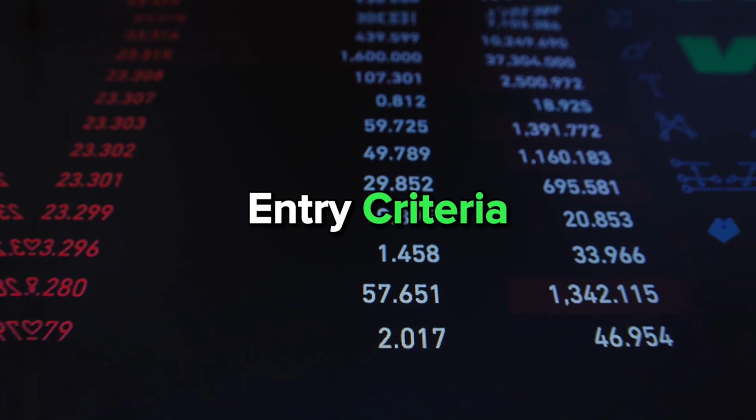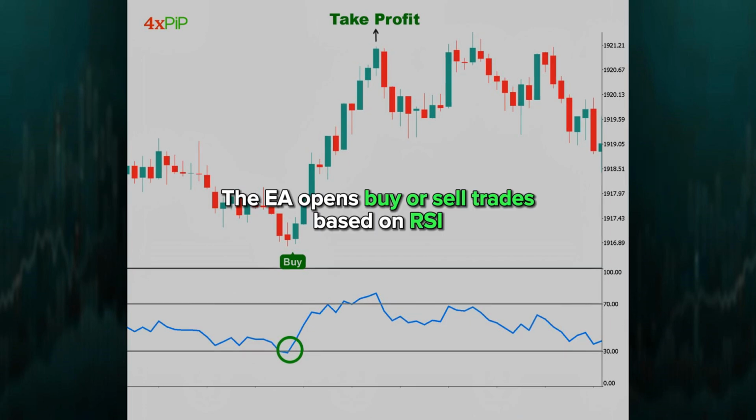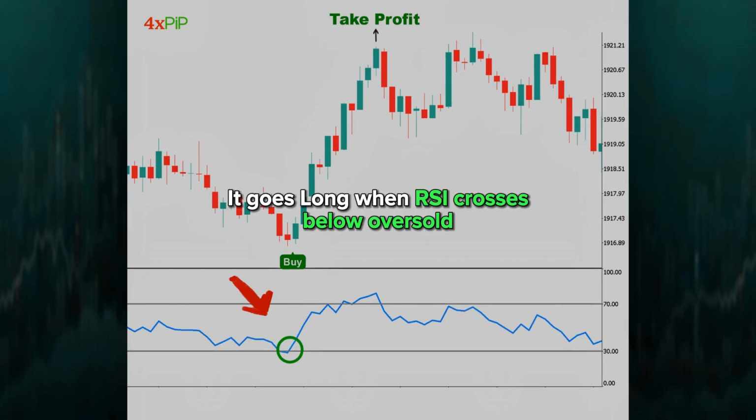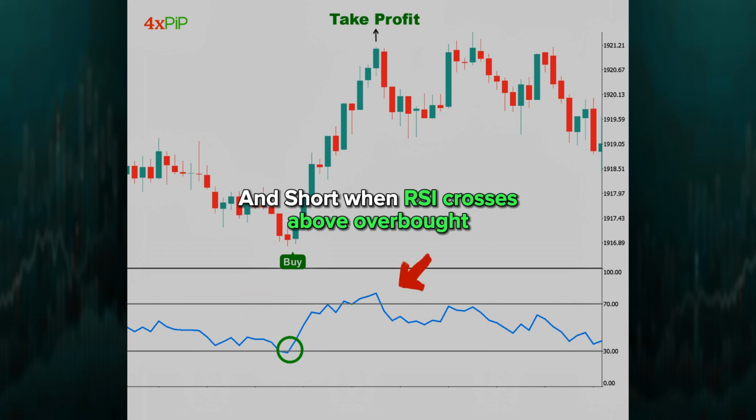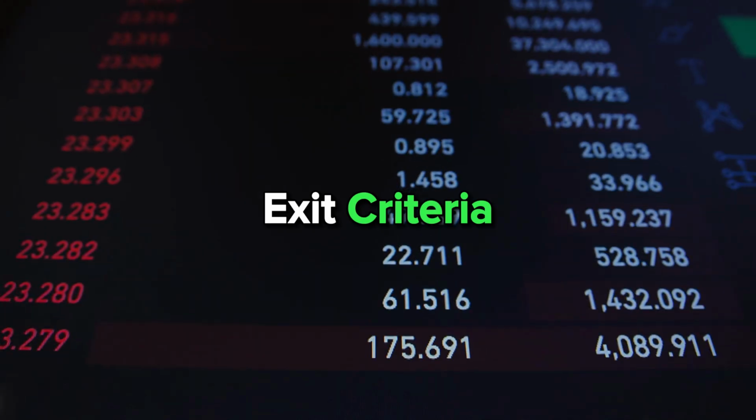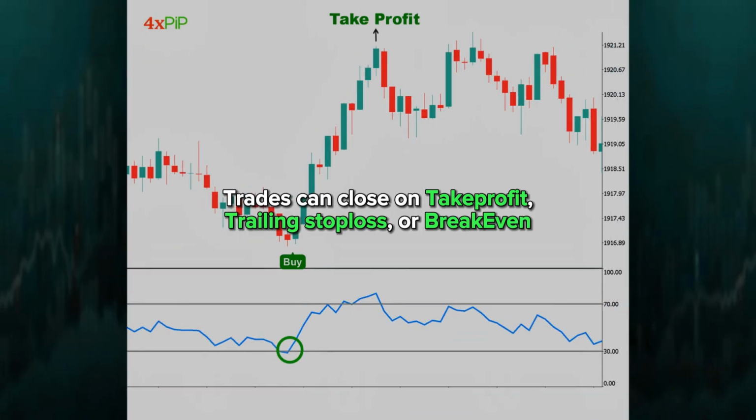Entry criteria. The EA opens buy or sell trades based on RSI. It goes long when RSI crosses below oversold, and short when RSI crosses above overbought. Exit criteria. Trades can close on take profit, trailing stop loss, or break even.